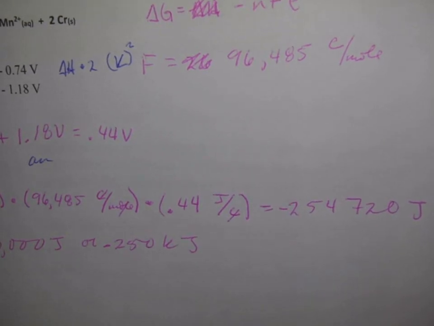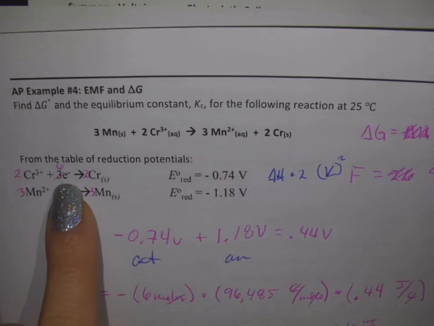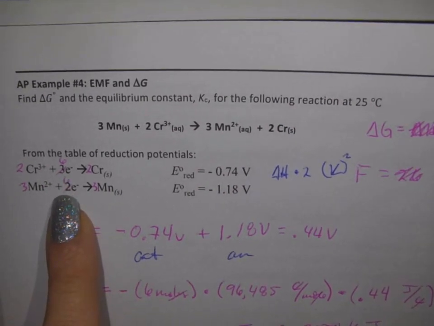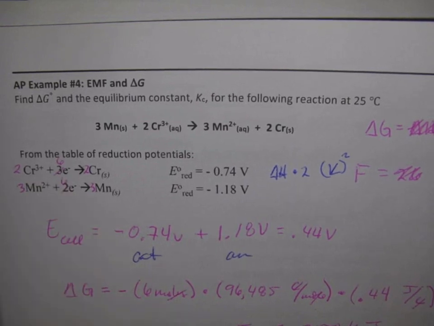How many moles are there? 6. Because here it said 3 electrons and 2 electrons, and I needed them to be the same. So I multiplied everything by 3 and everything by 2. Okay.